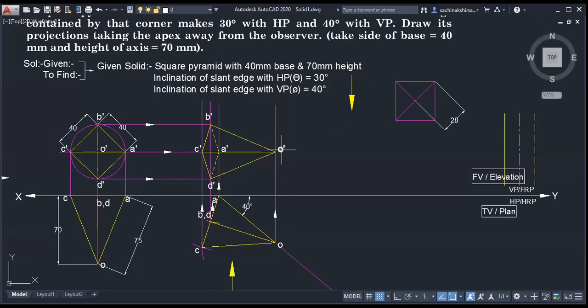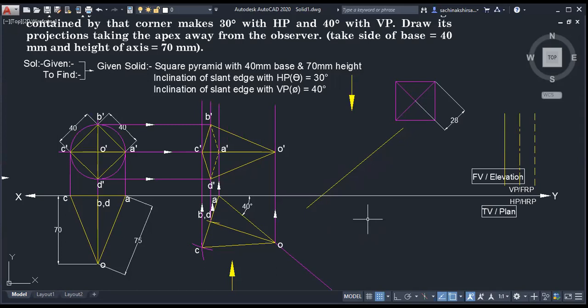Now, how can we rotate this front view? Just now, whatever front view we have drawn, how do we have to rotate A dash O dash? How much is it given with HP? 30 degree. Suppose I have drawn a 30-degree line here. So where should that O dash point come, towards XY or away from XY? Towards XY. If I draw a line with this, it should come towards XY.